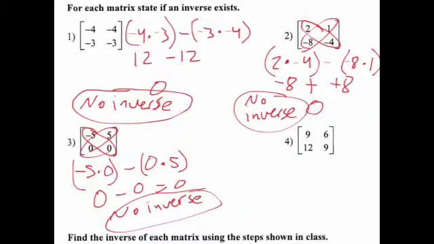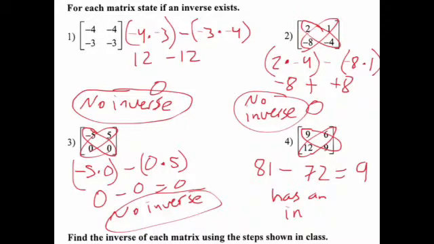And then on to number 4, take our main diagonal, multiply, that'll give us 81. Subtract the other diagonal, 12 times 6 is 72. If you do that subtraction, it gives you 9. That's not 0, so this one does have an inverse. Ta-da! There you go. So there's your first 4.